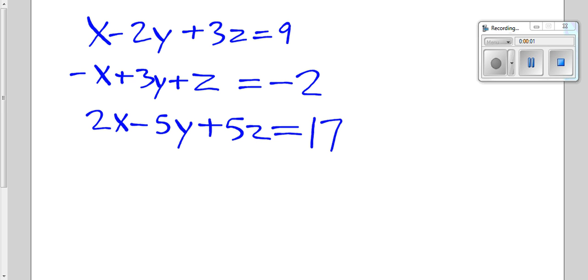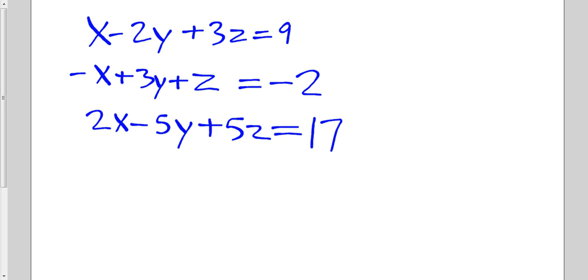The bad news is because we got 3 variables, there's a lot more information to consider here, right? Instead of 2 variables, I got 3 variables. Instead of 2 equations, I got 3 equations. So I have to manage more stuff.